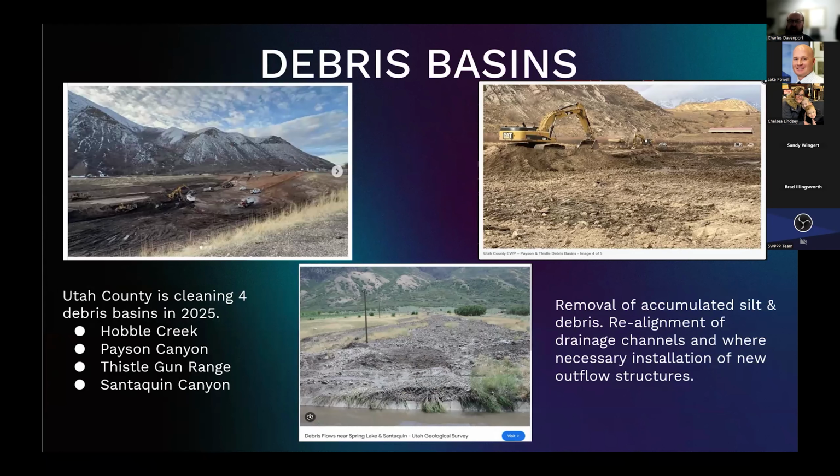Utah County this year has 4 different catch basins that we're working on in order to protect the communities downstream. So we have the Hobble Creek Detention Basin up by the golf course, Payson Canyon, which is just up by the power plant there in Payson, the Fifth Range, and Santaquin Canyon. What they do is they go in and they remove all the accumulated silt, they realign stuff, they adjust drainage channels, they take out the weeds, make sure everything's flowing like it should, do repairs as needed.